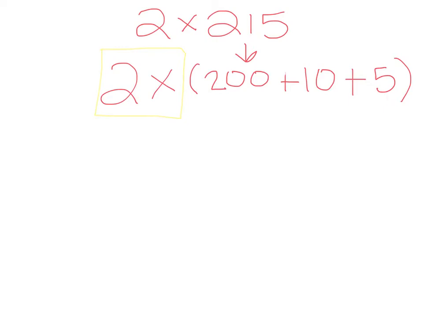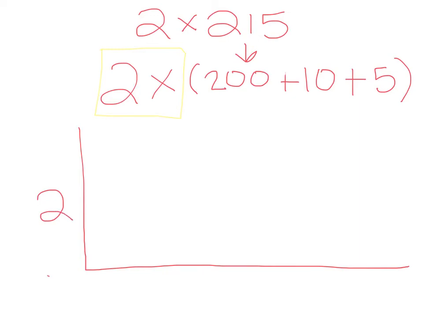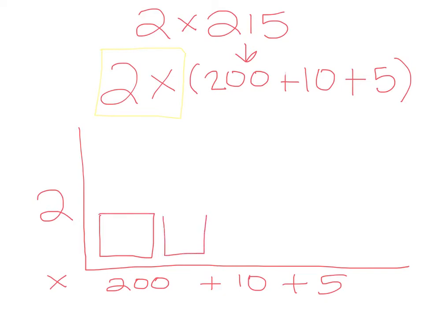We are going to model this with base 10 blocks. So I'm going to draw a grid below, and over here I have 2 groups of, and then I'm going to write my expanded form down here because I need 2 groups of 200, 2 groups of 10, and 2 groups of 5. So I'm going to start by drawing 100 squares. There's 200, but I need 2 groups of 200. So I'll draw them up here.